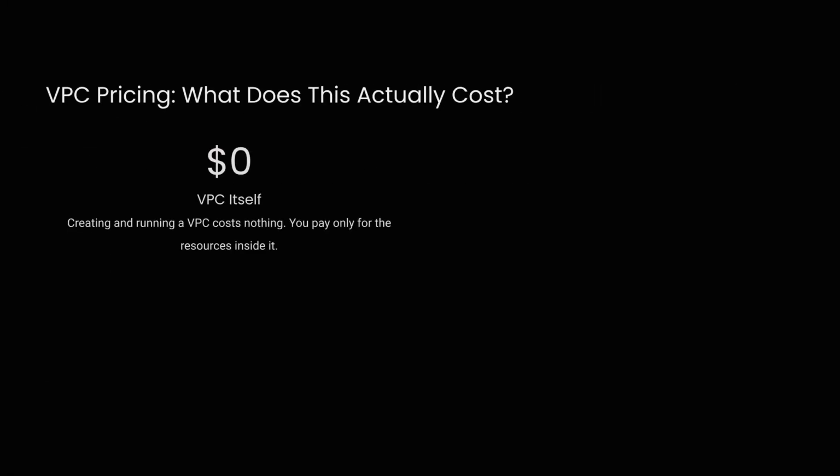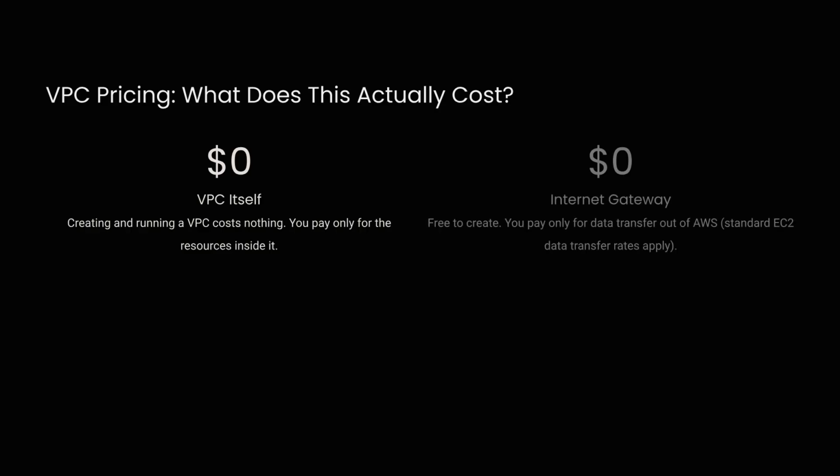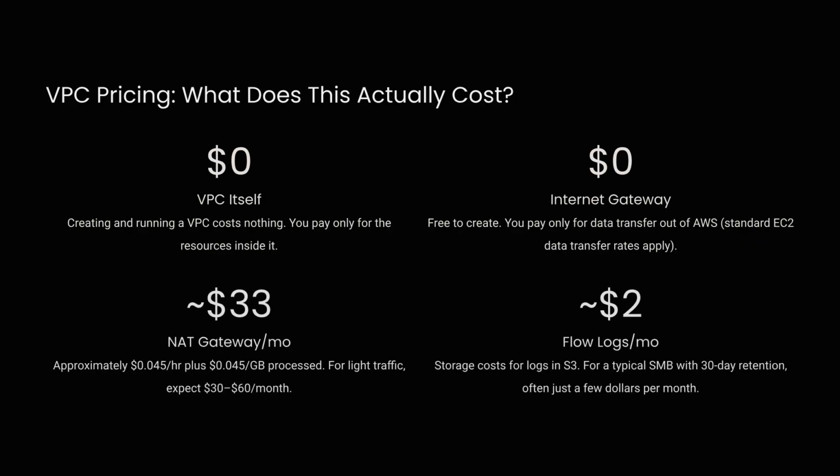The VPC itself is free. The Internet Gateway is also free. The main cost components are the NAT Gateway, which costs approximately $33 per month, and flow logs, which cost just a couple of dollars monthly for storage.